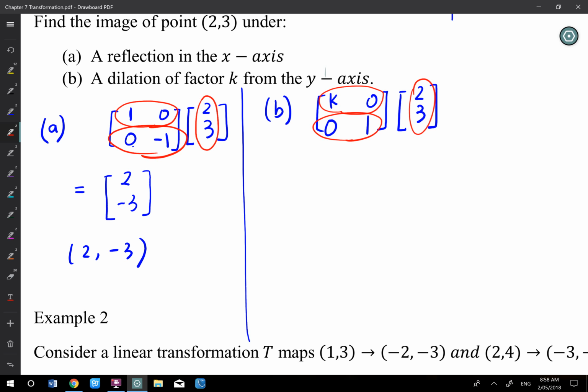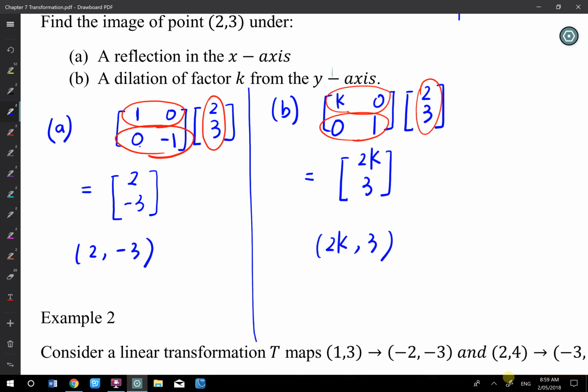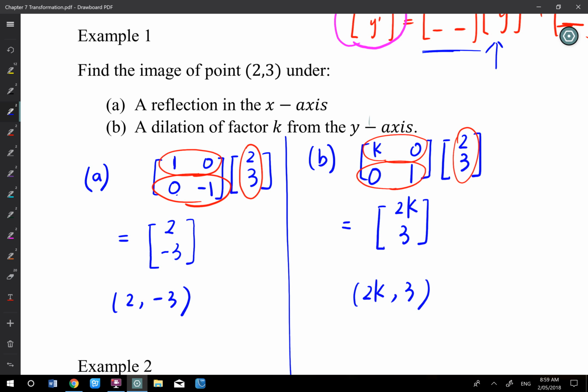So we have k, 0, 0, 1 times 2, 3. Let's calculate that. 2k for the top and 3 for the bottom. So the coordinates will be 2k, 3. Okay, that's how we use matrices. There will be harder questions. This just shows you how to use it, but we will combine different transformations together later. That's for a single transformation.